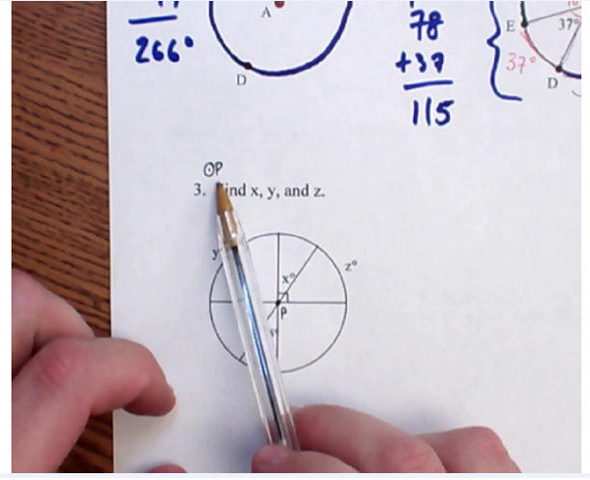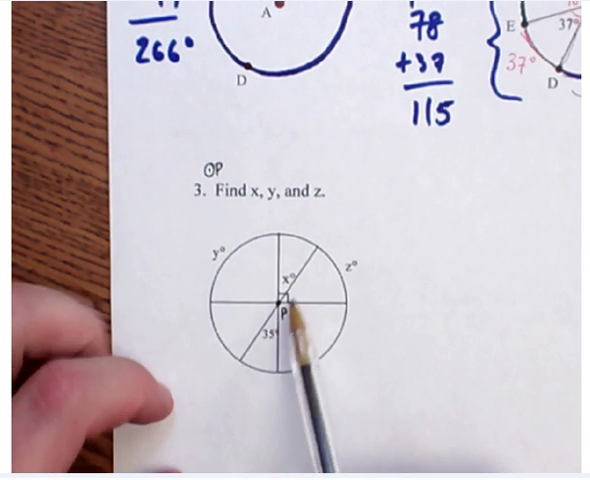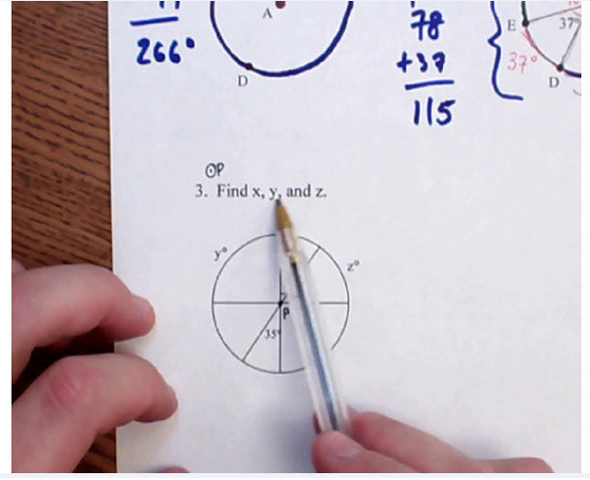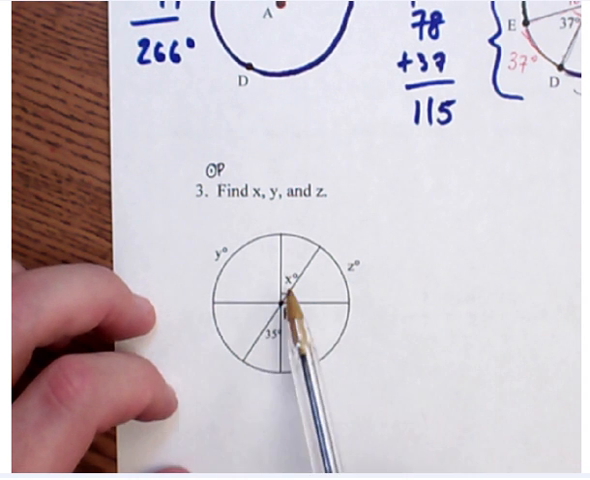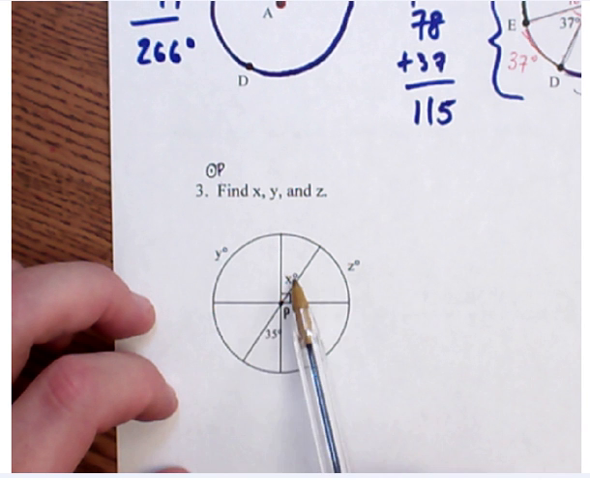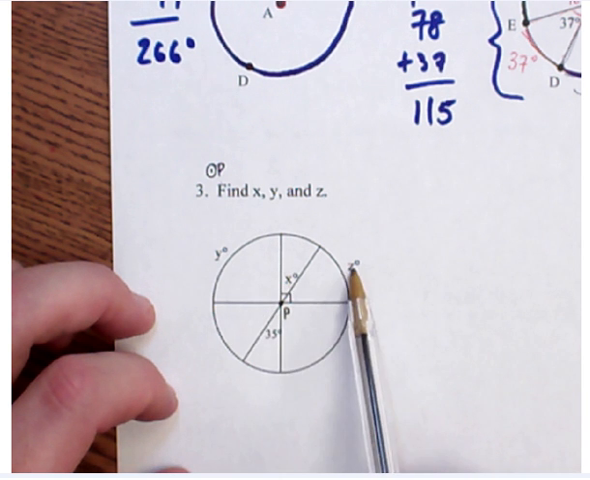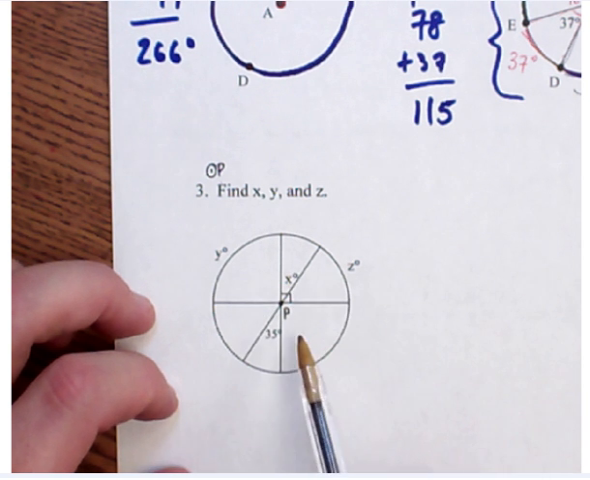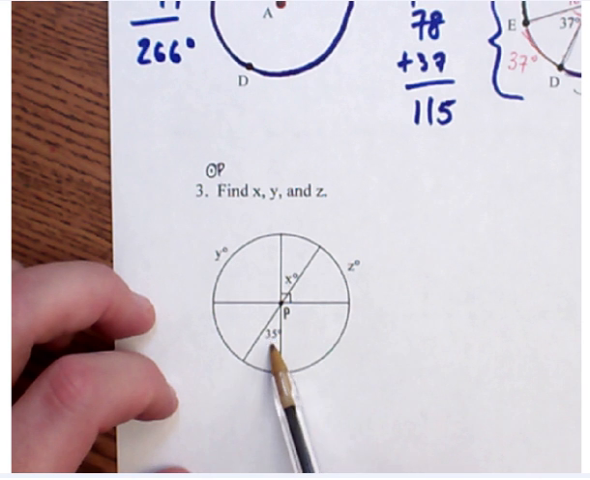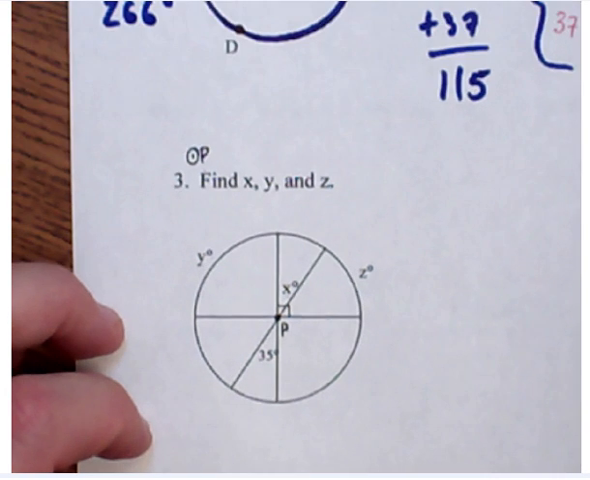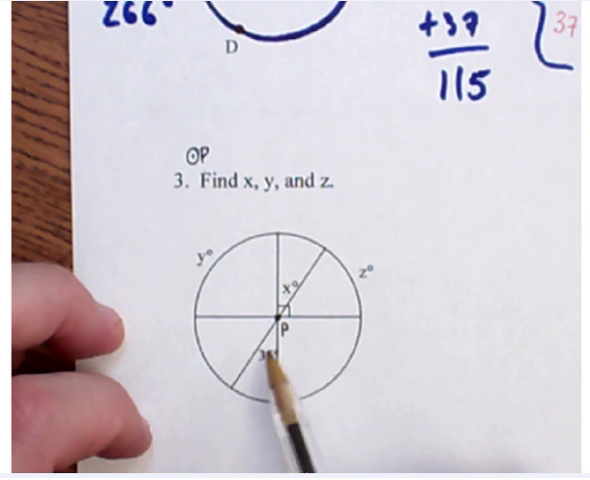So number 3, the circle with the center at P, find X, Y, and Z. So we have 3 variables now. These are all degree measures. Now they only give you one number. They give you, this is 35 down here. And let me zoom in a little bit. Okay, so this is 35.